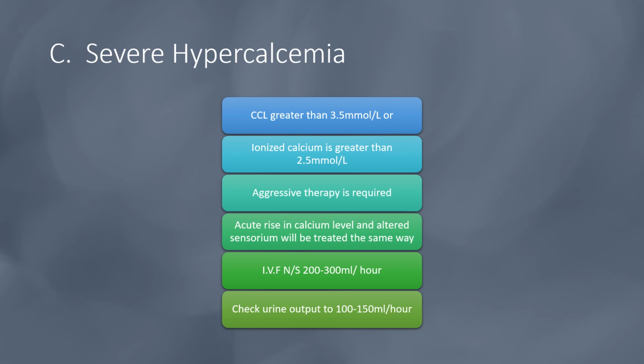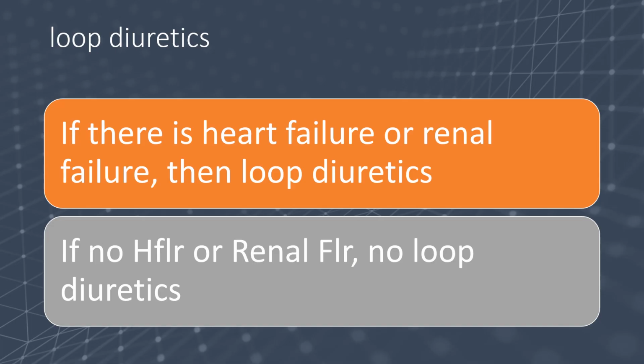Then, that will involve IV fluid, normal saline, 200 to 300 ml per hour, and we'll be checking the urine output to make sure we are within 100 to 150 ml per hour. Also, we can use loop diuretics. We use loop diuretics if there is heart failure or renal failure. But we don't need loop diuretics if there is no heart failure and there is no renal failure.